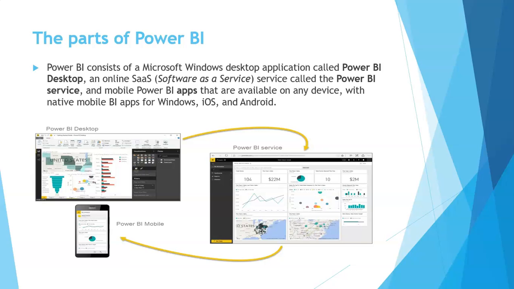We also have a mobile Power BI app, which is mainly used to monitor reports or progress. Suppose you want to monitor any report, sales information or any kind of data analysis, you can monitor it from your mobile app as well. The Power BI apps support Windows, iOS and Android. So these are the three main parts of Power BI: Power BI Desktop, Power BI Service and Power BI Mobile.